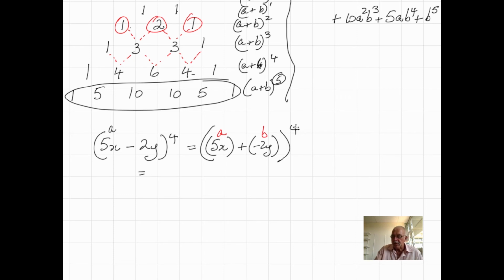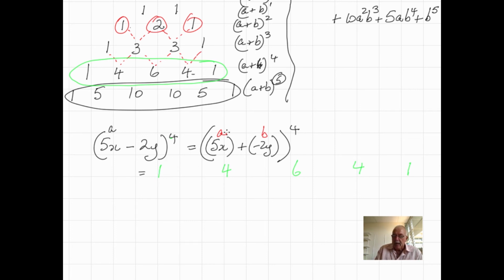Okay, now we've got to the power of 4, so we're going to use the 4th line of Pascal's triangle, so you need to be able to remember how to get Pascal's triangle. And my coefficients are 1, 4, 6, 4, and 1. So they are my coefficients of the terms. Because it's the power of 4, we would expect 5 terms, first term, second term, third, fourth, and fifth term, so that's correct.